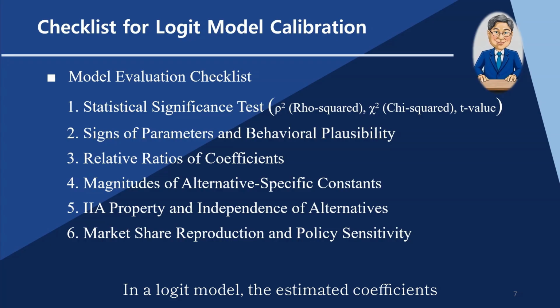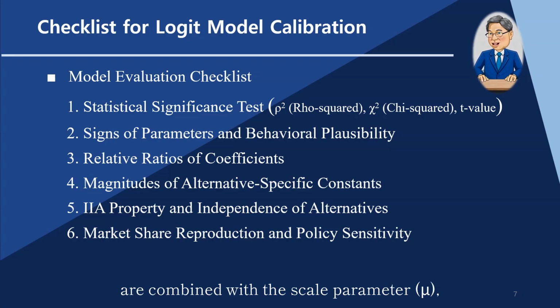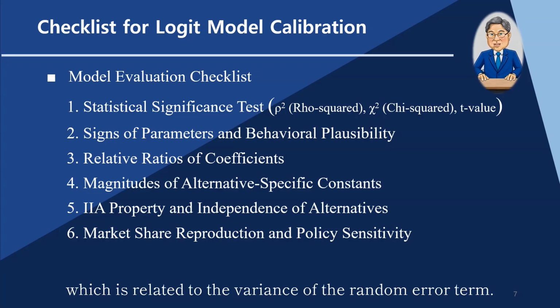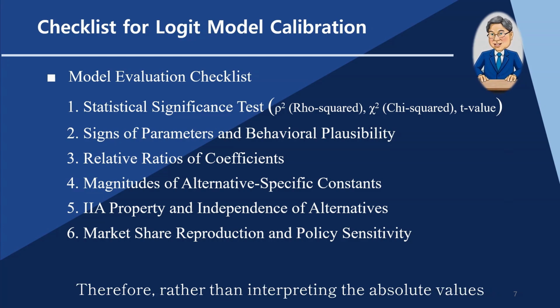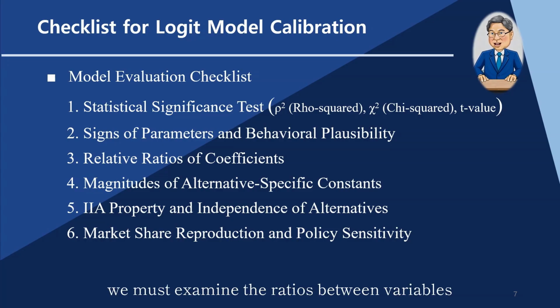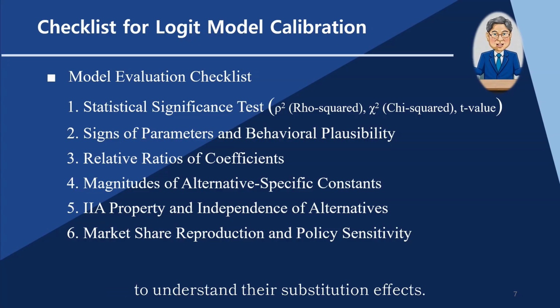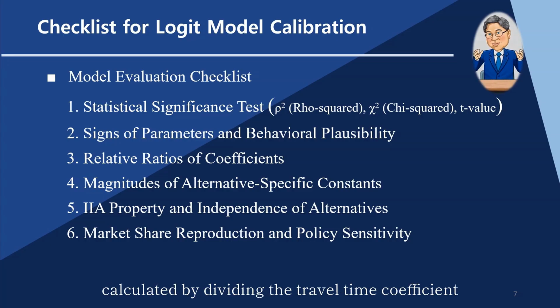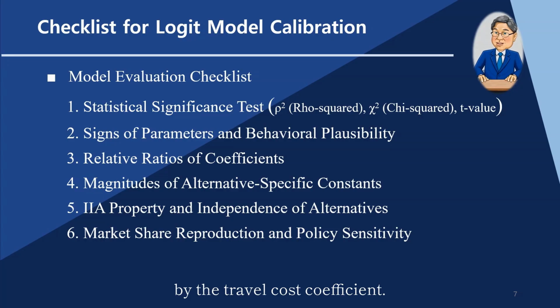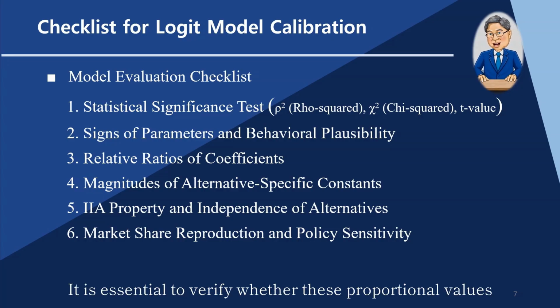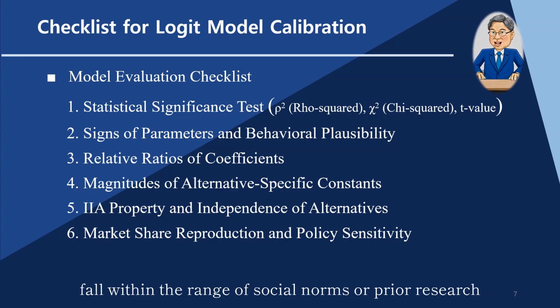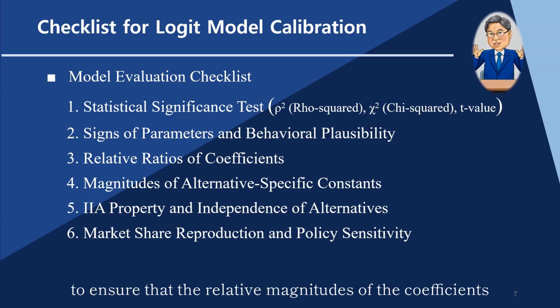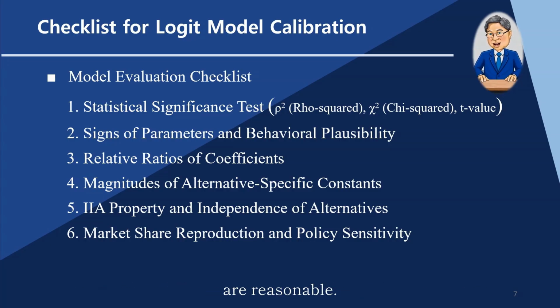In a Logit model, the estimated coefficients are combined with the scale parameter mu, which is related to the variance of the random error term. Therefore, rather than interpreting the absolute values of individual coefficients, we must examine the ratios between variables to understand their substitution effects. A representative example is the value of time, calculated by dividing the travel time coefficient by the travel cost coefficient. It is essential to verify whether these proportional values fall within the range of social norms or prior research to ensure that the relative magnitudes of the coefficients are reasonable.